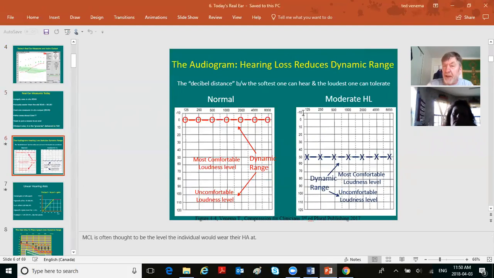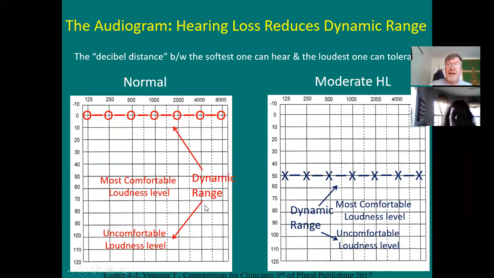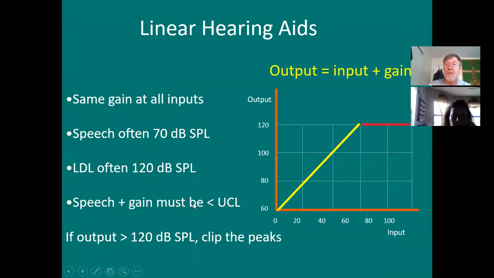The audiogram, hearing loss reduces dynamic range, as you know. So make this picture your friend as well. Be sure to look at it. It helps to digest today's real ear. Normal dynamic range from 0 down to about 100. Reduced dynamic range from now the hearing loss to UCL. Notice the UCLs didn't change. Notice the MCL is roughly in the center of both of these dynamic ranges.